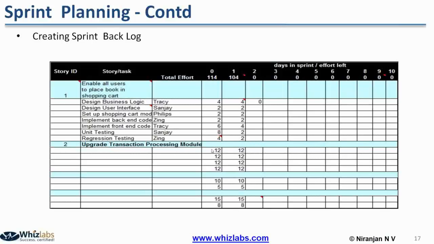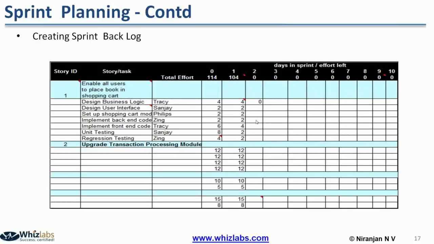Okay, so in this case, the second product backlog item is not started at all. That's why the remaining hours on the first day is the same as what was estimated on the 0th day. Okay, so now if I add all these things and get the total, it comes to 104 hours. So out of 116 hours, now 104 hours is remaining.